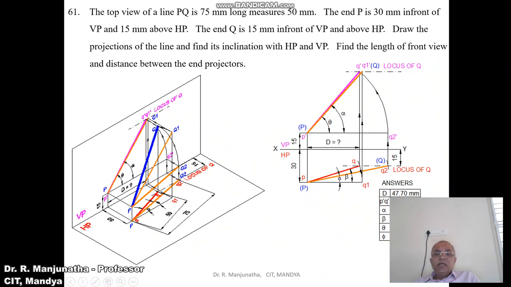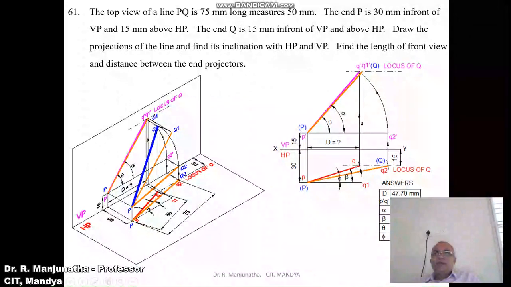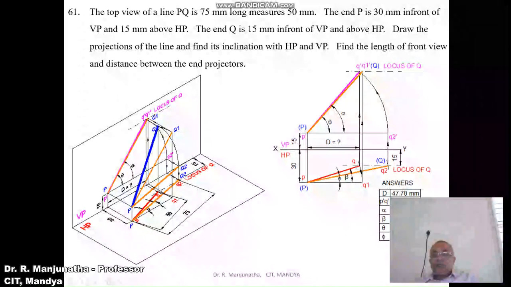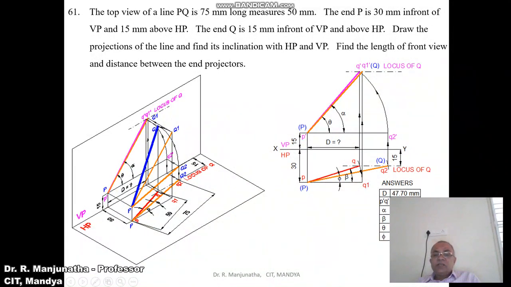Also you measure the distance between the end projectors. By using the scale, you measure the distance between the end projector of P and the end projector of Q. Here the D will be 47.70 when you are doing it in computer, but when you are doing it in manual, it will be 48 mm. Also you measure the front view distance, which is P dash Q dash, which is 73.48 when you are doing it in computer. When you are doing it in manual by using the scale, you measure the distance, which will be 74 mm.